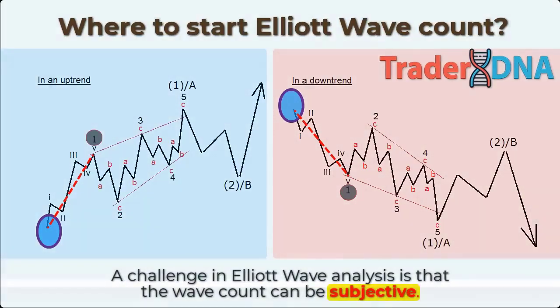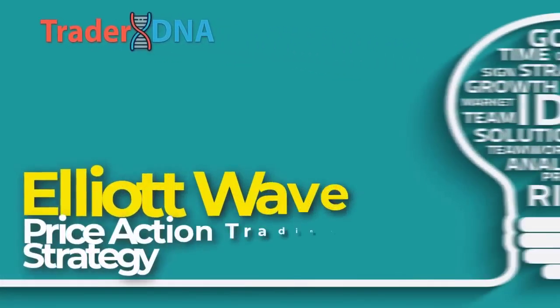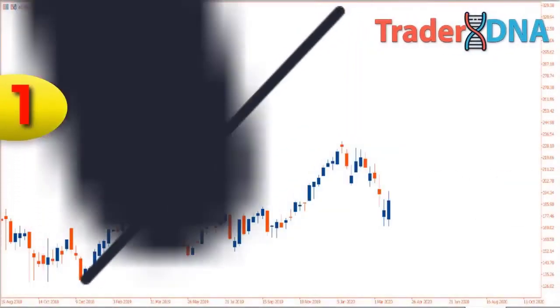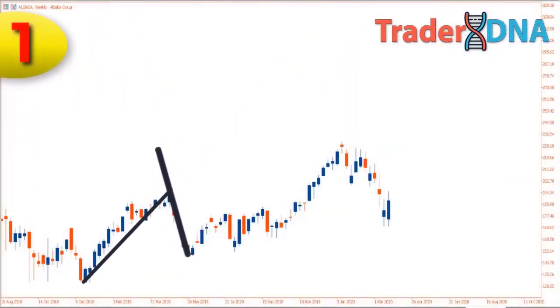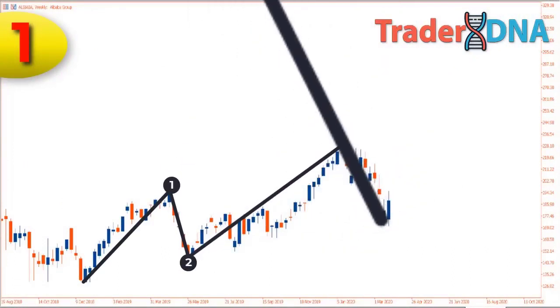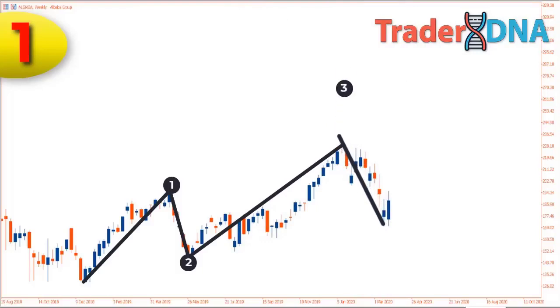Let's move forward. Having understood the fundamental concept of Elliott wave, let's now examine some of the Elliott wave entry points that our team at Trader DNA employs. Step number 1. Wait until you can spot at least a 3-wave Elliott wave sequence. The first step in the Elliott wave strategy is to wait until you can identify a 3-wave sequence.